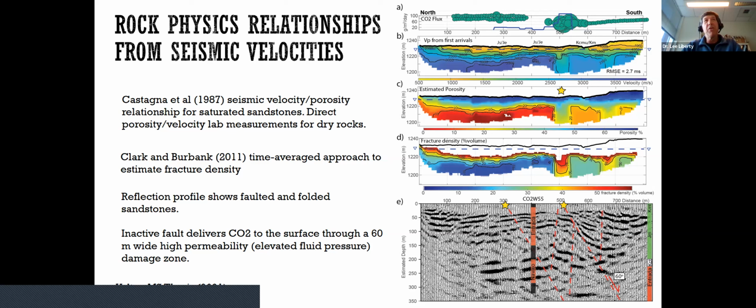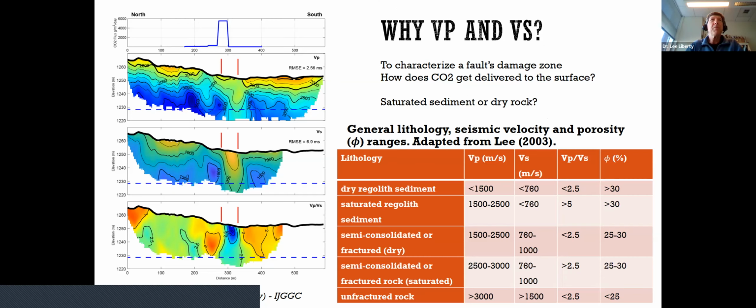And this is an inactive fault. It's delivering CO2 to the surface through the 60 meter wide high permeability damage zone, which is experiencing these elevated fluid pressures. So here's our elevated CO2. The larger the circle, the higher the CO2 that's outgassing. This is kind of background value here. And then this blue line is another set of measurements from a different group. And you can see they nicely match this damage zone or low velocity zone.